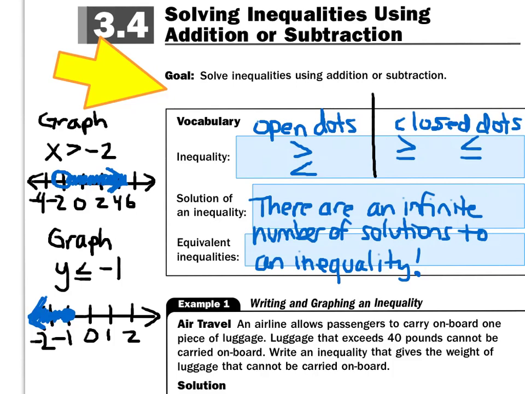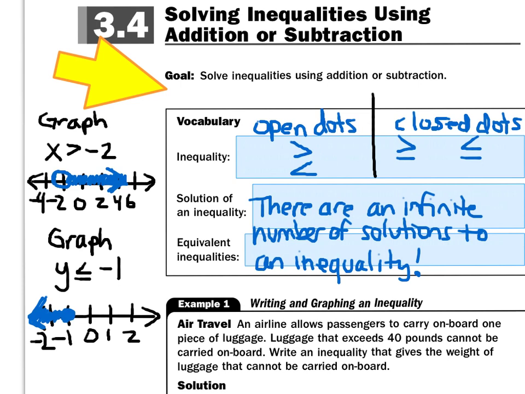Let's talk about Chapter 3, Lesson 4, Solving Inequalities Using Addition or Subtraction. So there's really important vocabulary here. An inequality is any time that something is not equal. So, for example, we could have is greater than or is less than. We could also have is greater than or equal to. We could also have is less than or equal to.